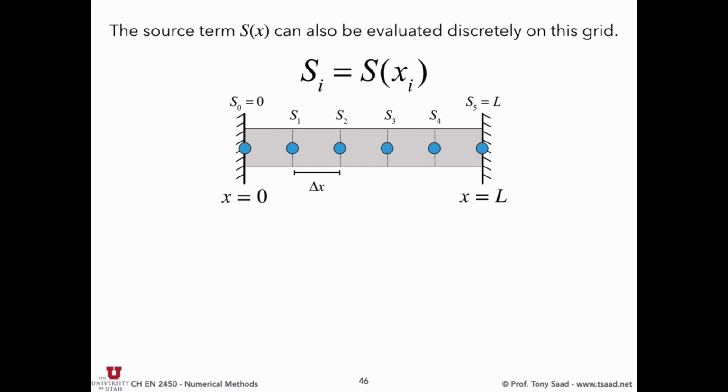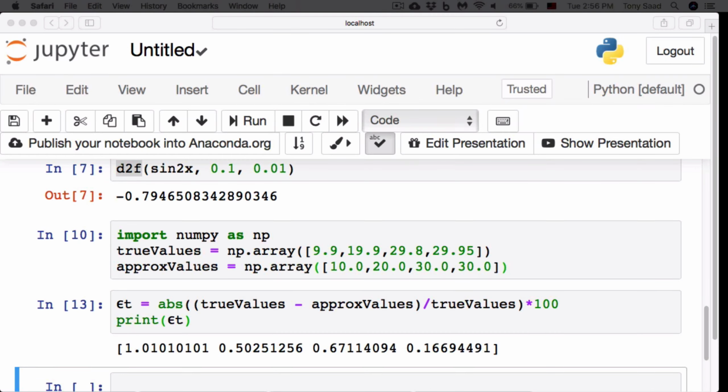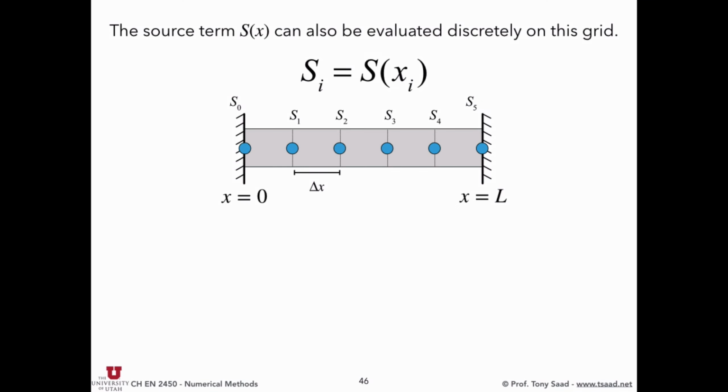And there's a typo over here. This is incorrect. This is just s0. Let me fix it right now. There's a typo right there. So s0 at x0, s1, s2, s3, etc.